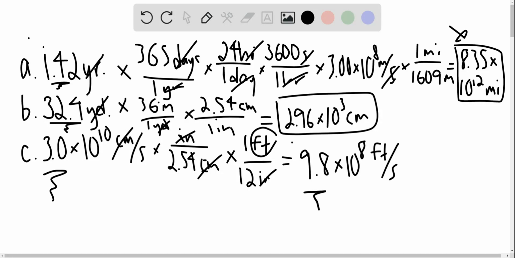Okay. So yeah, that's basically this whole question, and I hope this was helpful and allowed you to understand unit conversions a little bit better. Thanks for listening.